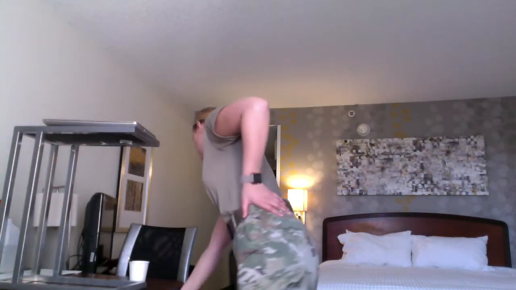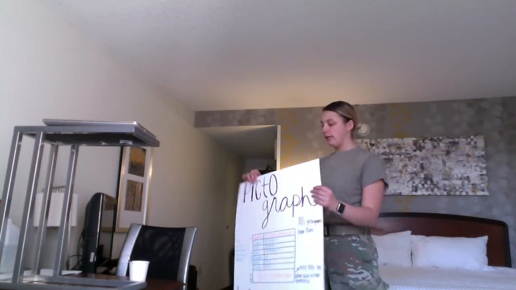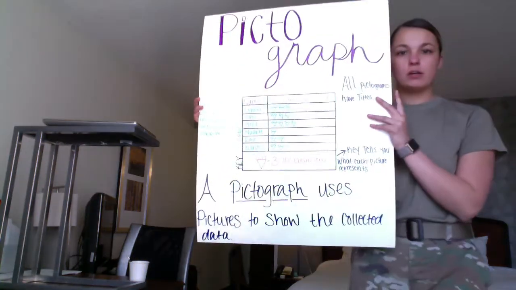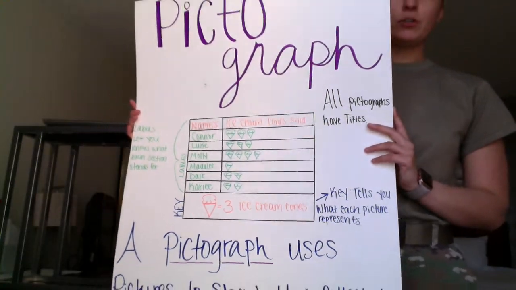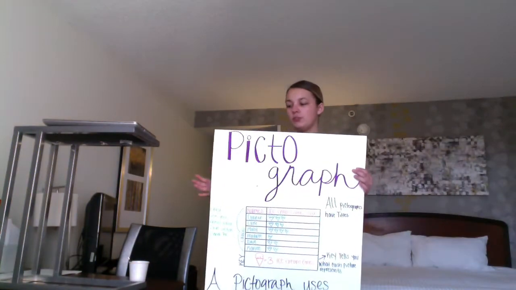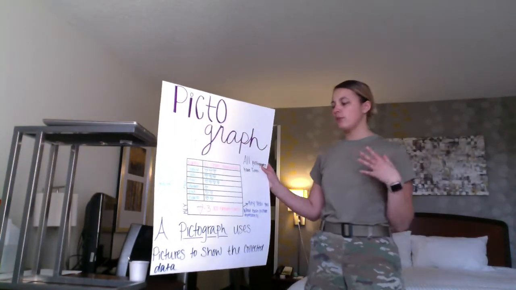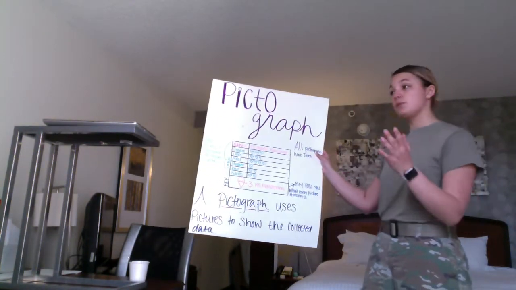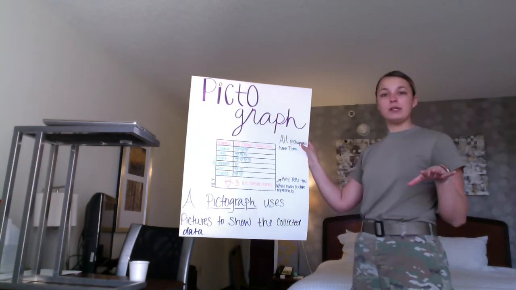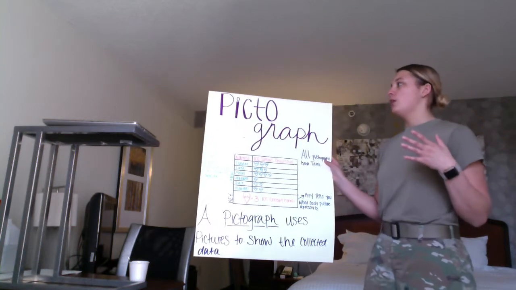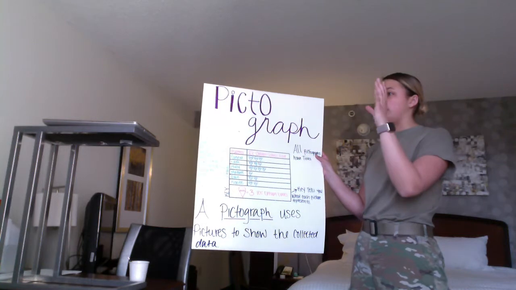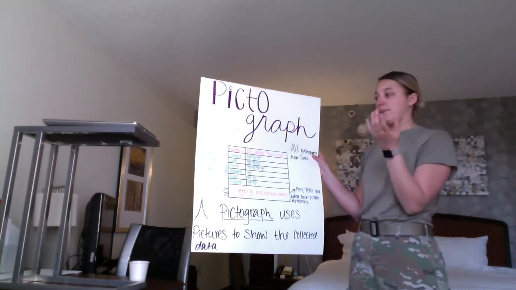Let's take a few steps back just so we can go ahead and review what we just watched. So we'll go over this anchor chart, this beautiful, wonderful anchor chart. So we are talking about pictographs, right? Good job. So what is a pictograph? First of all, a pictograph uses pictures to show the collected data. That's just a short, sweet definition of a pictograph. So you're going to have pictures representing a number of how many things you have in a set of data.